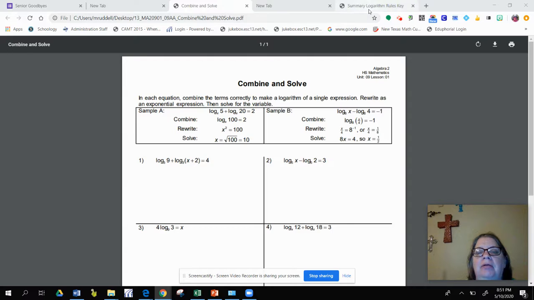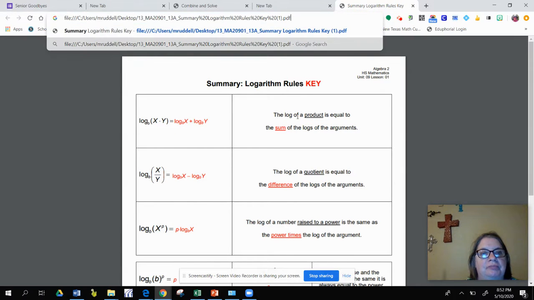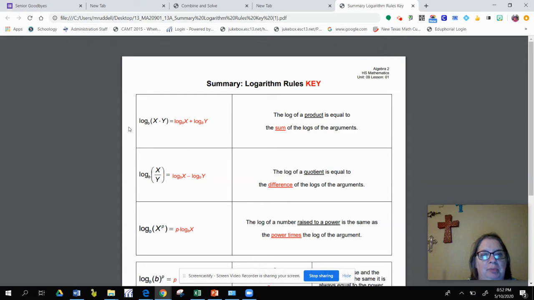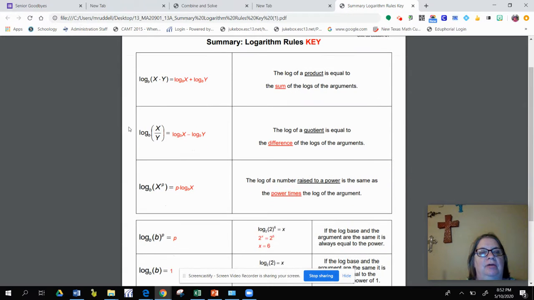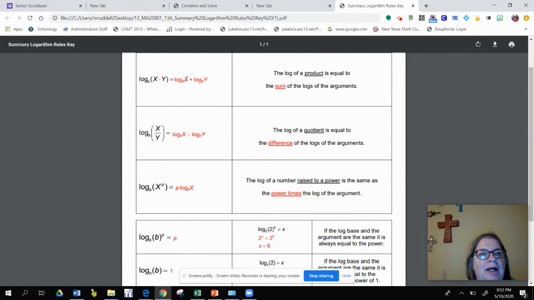So I wanted to remind you that when we looked at log properties, I told you some very important things: multiply and add go together. So when x and y are multiplied, when you expand that, that goes with add. This divide goes with subtract. This power to a power, this exponent goes to the front. Notice the p right here is now the p in front.